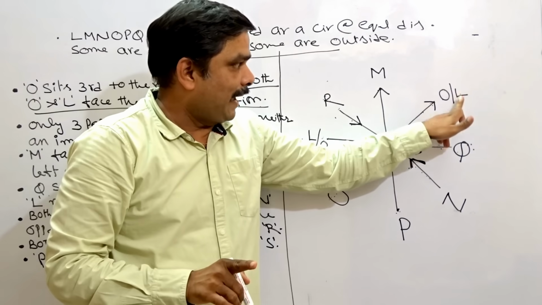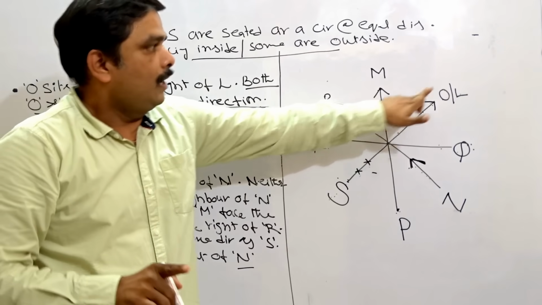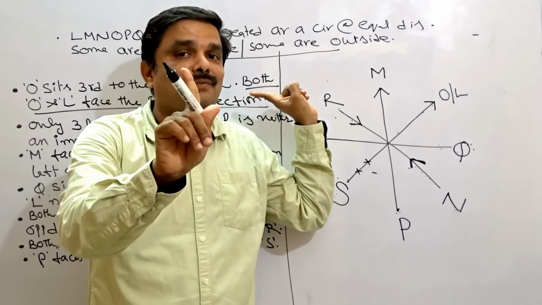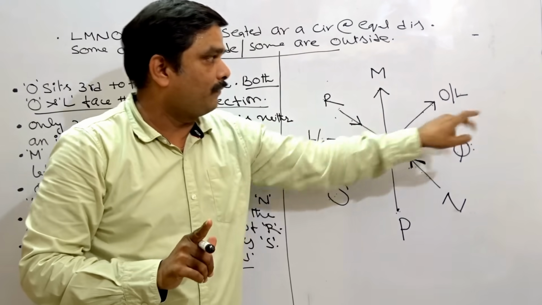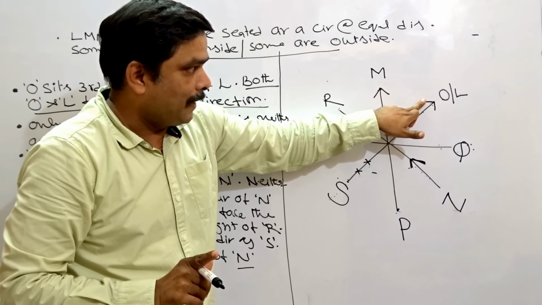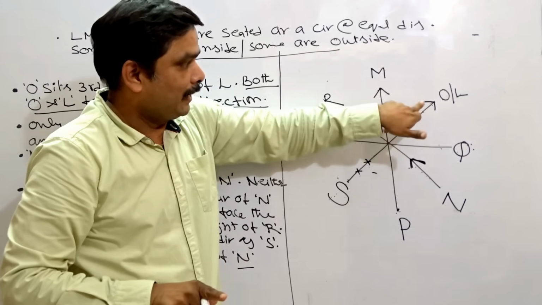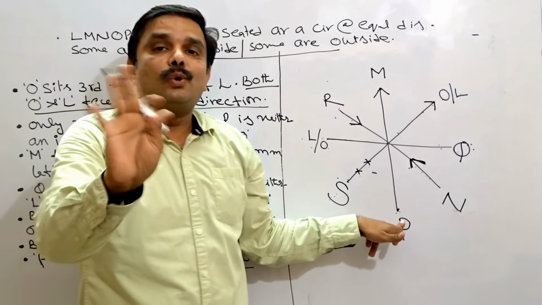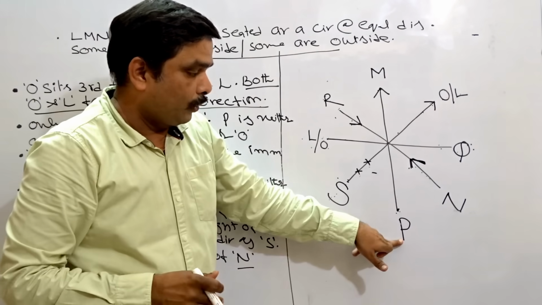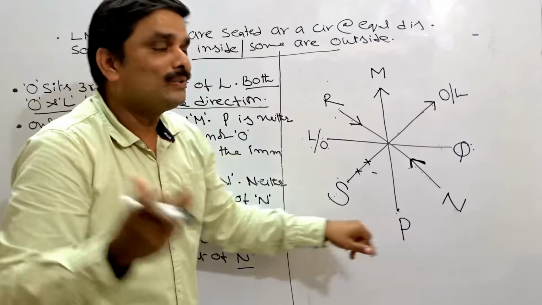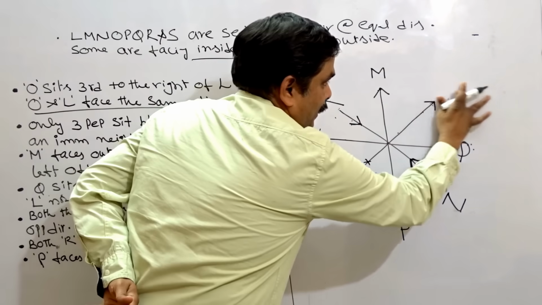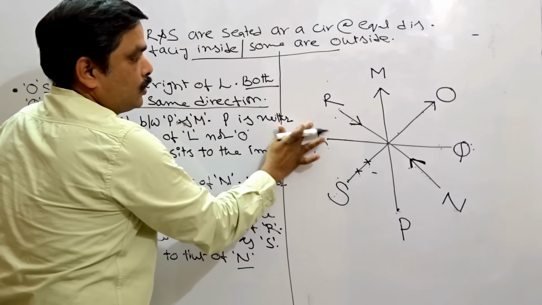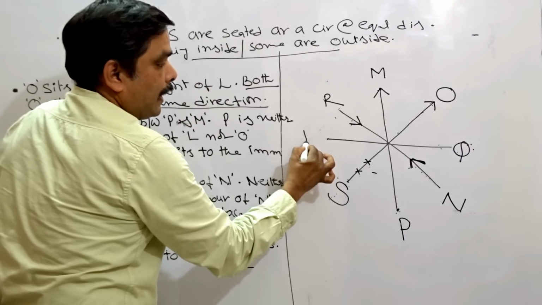Suppose I keep L here, facing outside. O should be third to the right of L. This is what we have read as the first information. Now, if I keep L here, first, second, third, there is no place for O. This is already occupied by P. What's the conclusion here? I cannot keep L here. It must be given to O and it should be given to L.